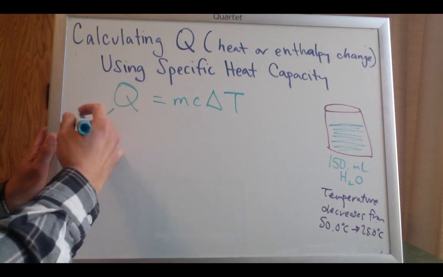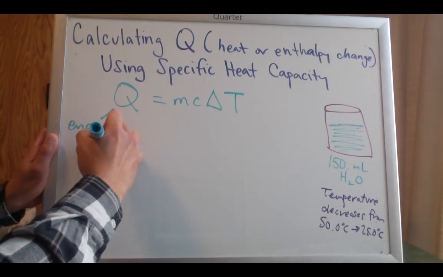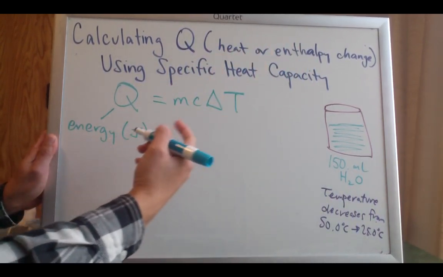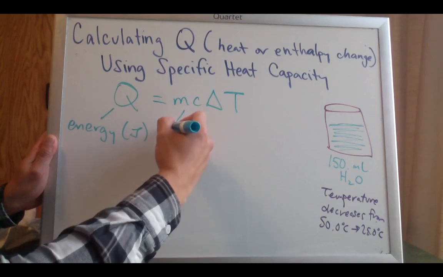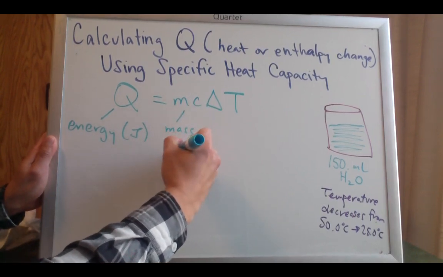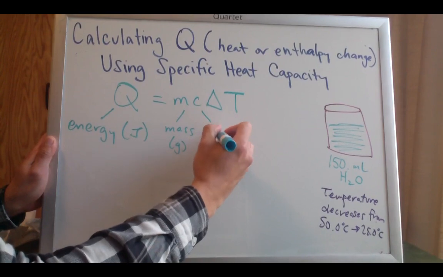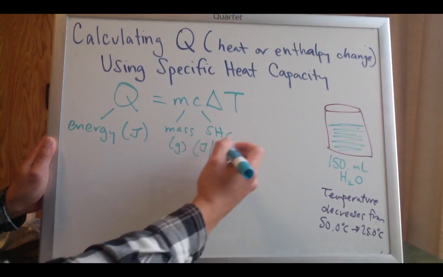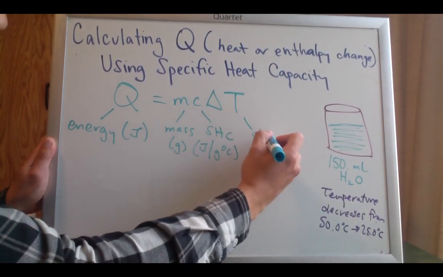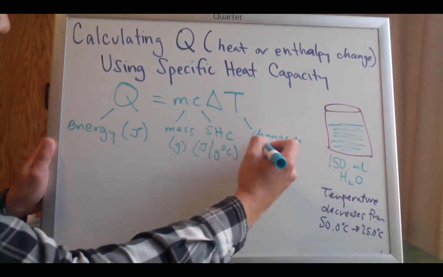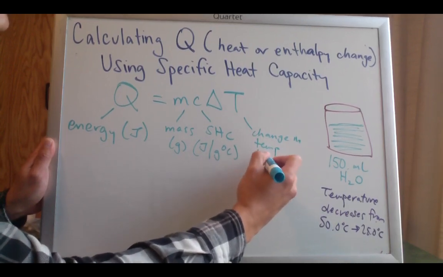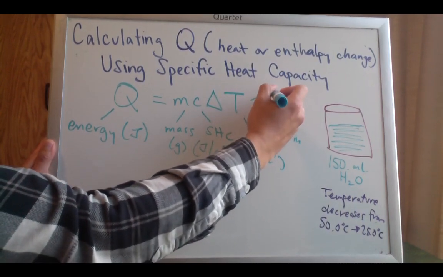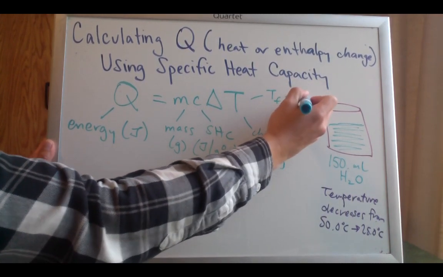Now Q is the energy, and that's in joules. So that's heat or enthalpy change. This is energy, because those are all energy. And then this is the mass, and this would be in grams. This would be the specific heat capacity, and that's in joules per gram degree Celsius. And then this is the delta T, or change in temperature, and that would be measured in degrees Celsius, or it could be in Kelvin. And so remember, this is T final minus T initial. So let's plug and chug.